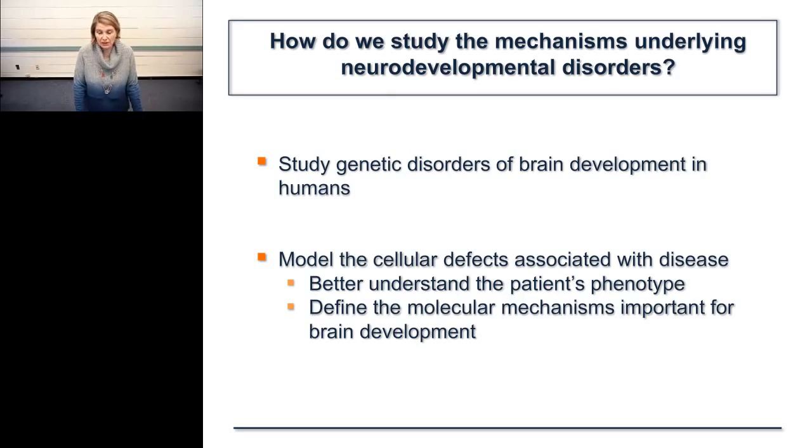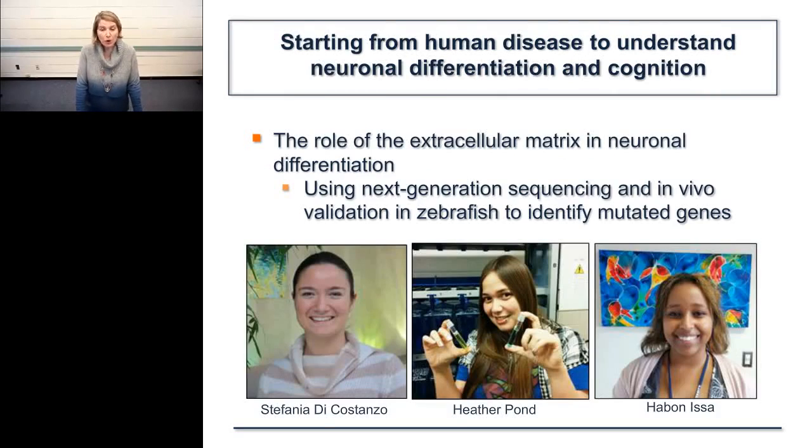What I will tell you about today is one of the projects in the lab that focuses on the role of the extracellular matrix in the differentiation of neurons. It's a cool project because it uses both human genetics, so next generation sequencing, which are state-of-the-art sequencing technologies, and in vivo validation of identified genes in zebrafish, to basically figure out where the patient phenotype is originating from.